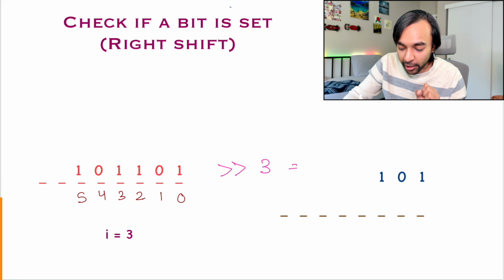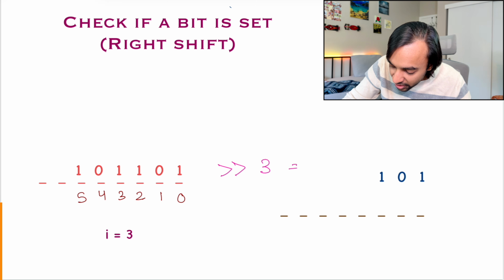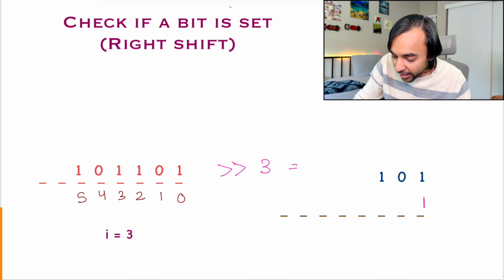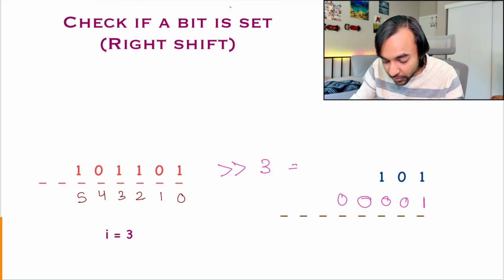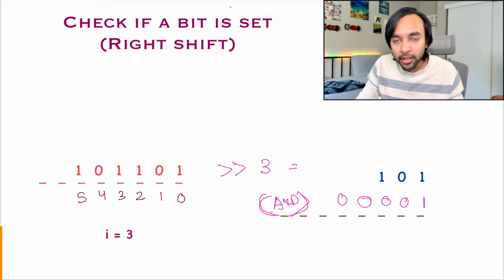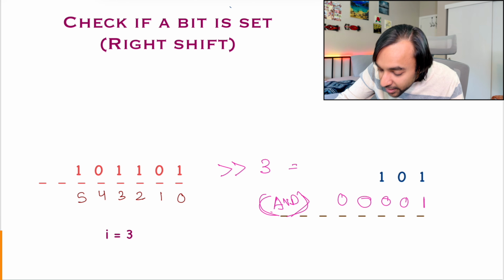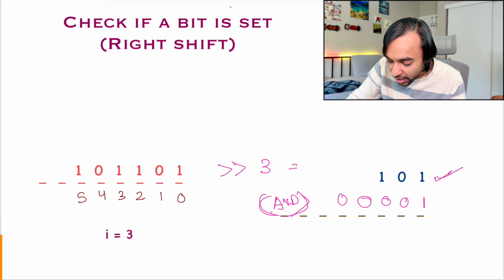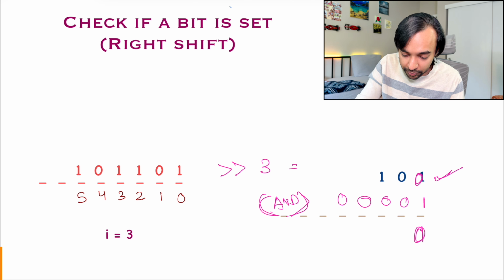So what can I do over here? Can I just write a 1 over here and then all of these numbers will be 0, correct? So if I do a right shift by 3 and then I do the AND operation, what is this giving me? Since this bit is set, I will get a 1 over here. If this bit was not set, I would have got a 0 over here, correct?